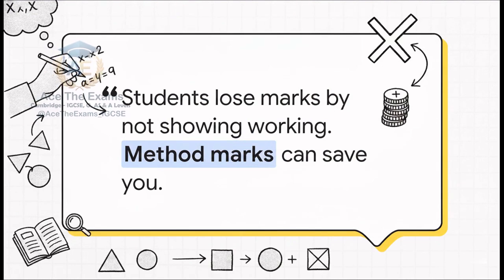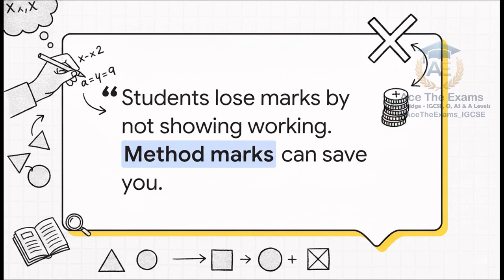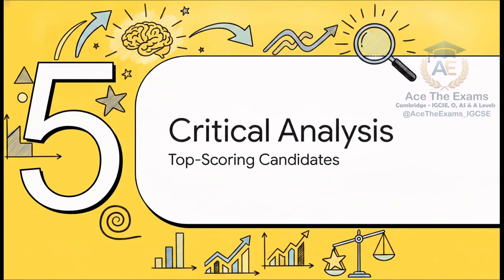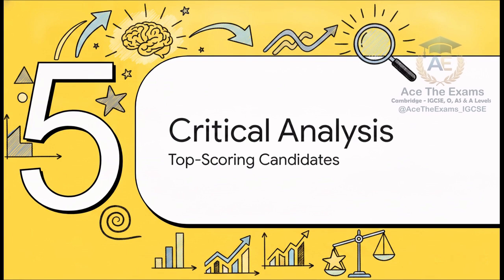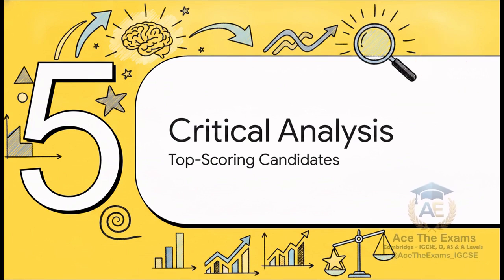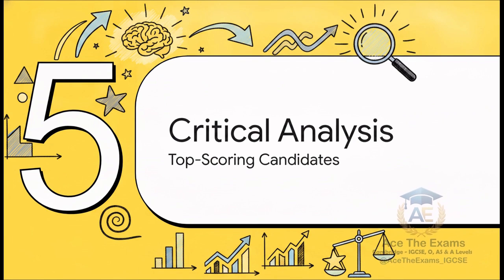Now, here is the most crucial, explicit alert that examiners are basically begging you to hear. Students lose so many marks simply by not showing their working. Even if your final calculation is entirely wrong, maybe you just dropped a negative sign somewhere in the rush, method marks can literally save your overall grade. Showing your work is an absolute non-negotiable step in the examiner's playbook. Do not skip it. All right, for our final piece of the puzzle, section 5, the critical analysis mindset, focusing specifically on how top-scoring candidates actually think.